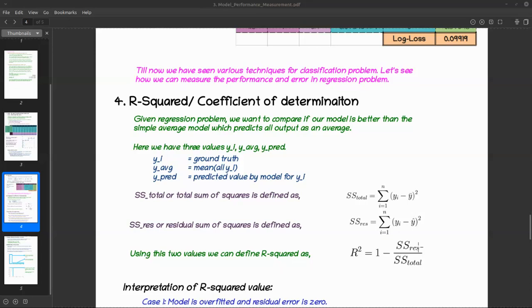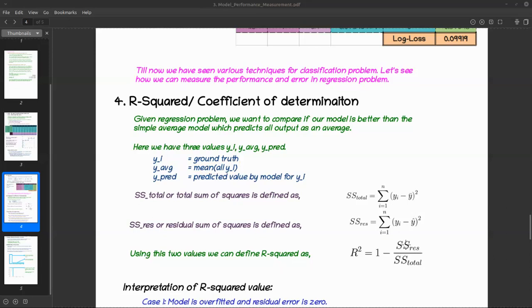If your model is no good, and it is also predicting the mean value every time, a dumb model, then SS residual and SS total would be equal. The ratio would be 1, so this will cancel out, and I will have 1 minus 1 equal to 0. So if your R squared value, or COD value, is 0, that means your model is the same as the average model, or mean model. What is the mean model? For any given input, I will predict the mean of all yi, the dependent variable that you need to predict.